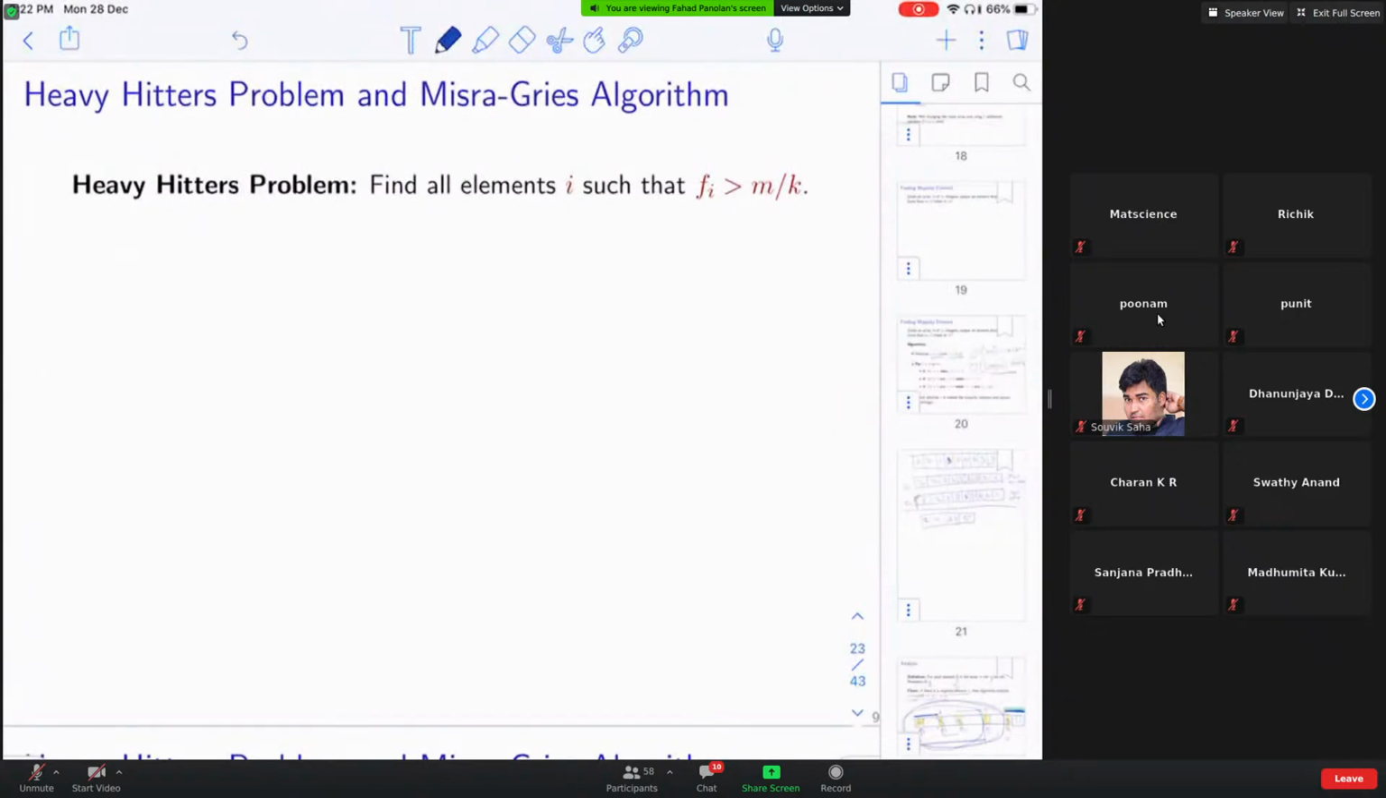In the heavy hitters problem, we want to output all the elements that occur more than m by k times. So the input is an array which contains m elements and an integer k. We want to output all the heavy elements, which are the elements that occur frequently, where frequently is defined as its frequency being more than m by k. And there will be at most k such elements. We want to output all of them.